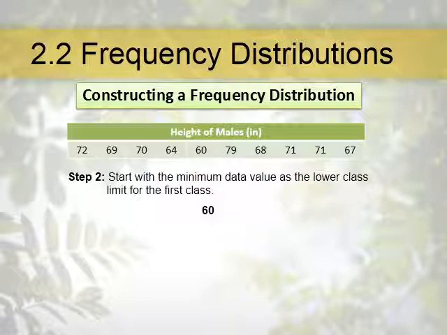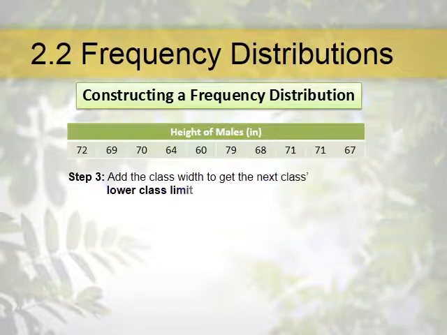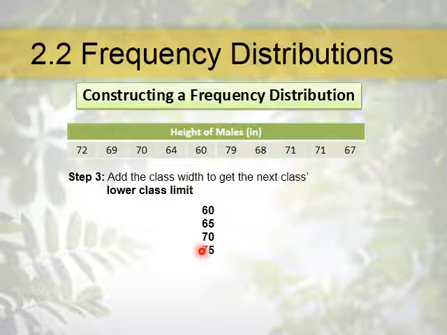Now step 3, we can add the class width to that lower class limit to get the next class's lower class limit. So we start out with 60 as our lower class limit. We add our class width of 5 to get the next lower class limit. And then add 5 again and 5 again until we have all 4 of our classes' lower class limits.